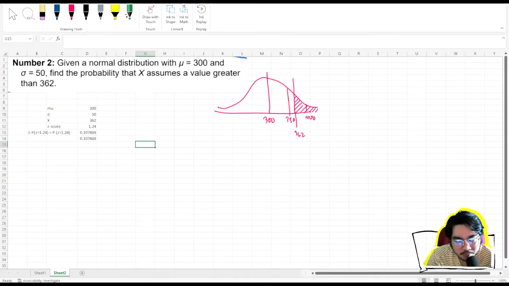Nag-make sense na ba? Sorry. Z is, tama ka, ano, no? Z is less than 1.24, tapos one minus that is z is greater than 1.24. Okay? Thank you, Kenneth, for the correction. So, hopefully, that gives you an idea kung paano siya gamitin. And syempre, mayroon pang mga complications.